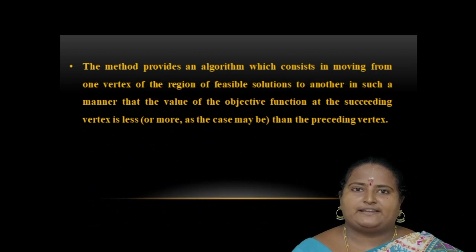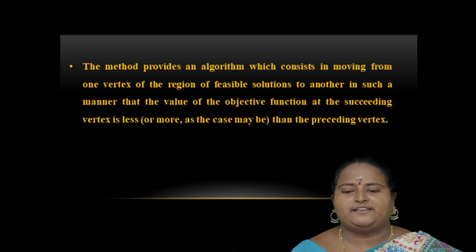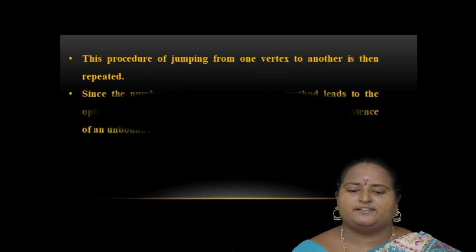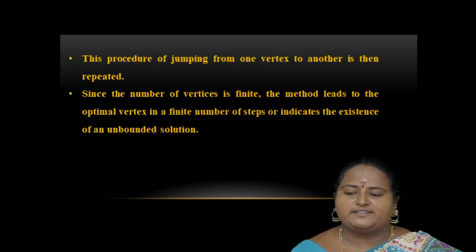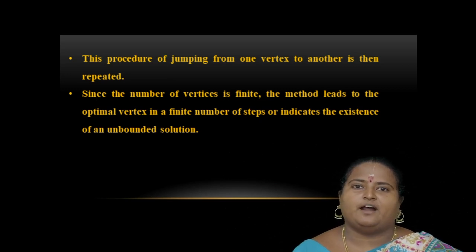The method provides an algorithm which consists in moving from one vertex of the region of feasible solutions to another in such a manner that the value of the objective function at the succeeding vertex can be less or more or the same than the preceding vertex. This procedure of jumping from one vertex to another is then repeated. Since the number of vertices is finite, the method leads to the optimal vertex in a finite number of steps or indicates the existence of an unbounded solution.